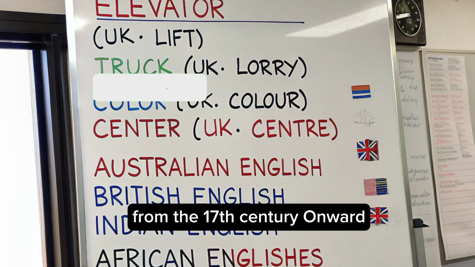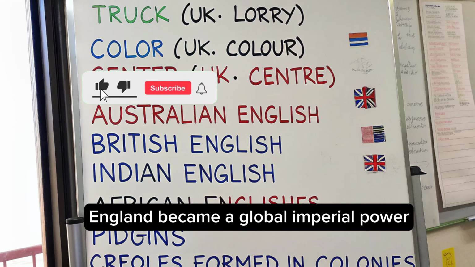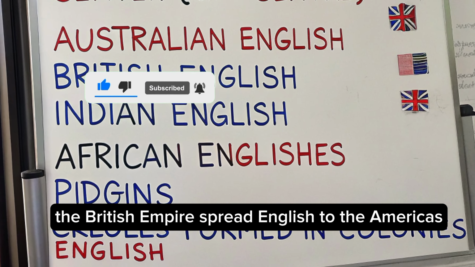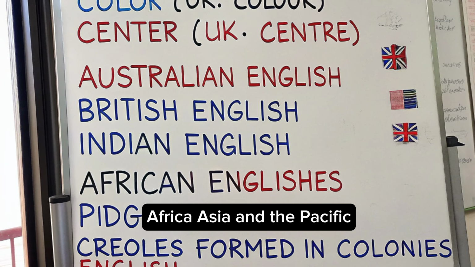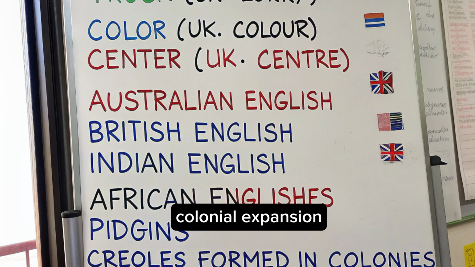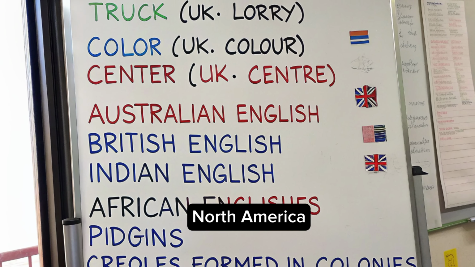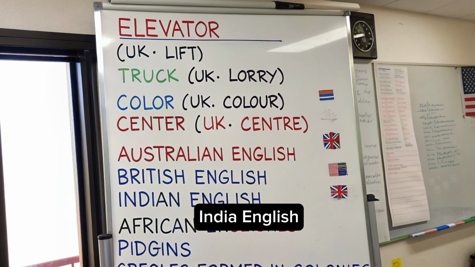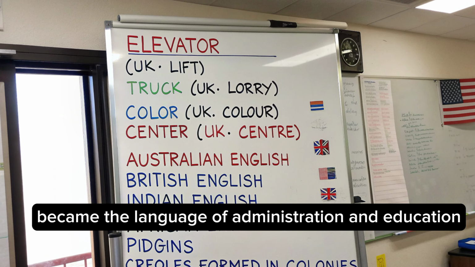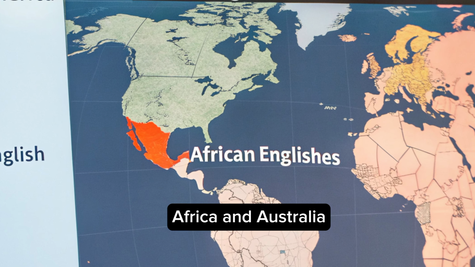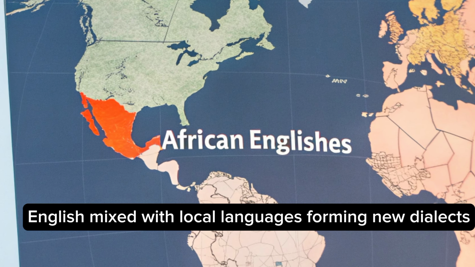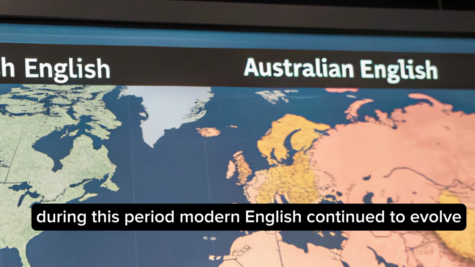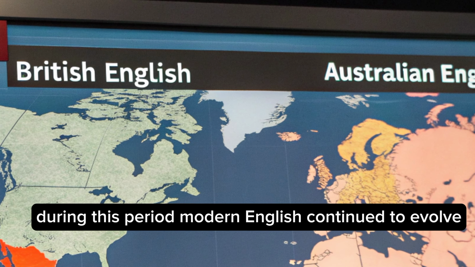From the 17th century onward, England became a global imperial power. The British Empire spread English to the Americas, Africa, Asia, and the Pacific. Colonial expansion. North America, English became dominant in the United States and Canada. India, English became the language of administration and education. Africa and Australia, English mixed with local languages, forming new dialects. During this period, modern English continued to evolve.